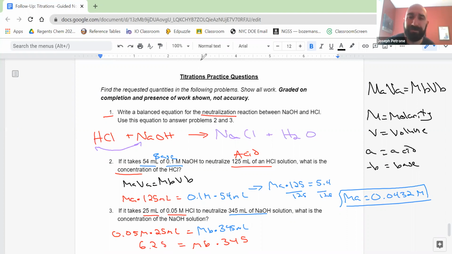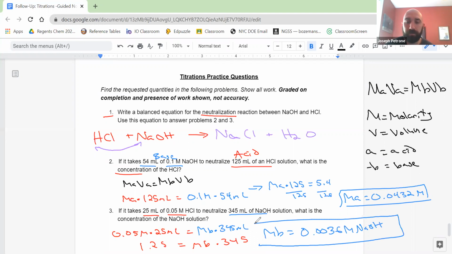I made a mistake, I'm sorry. I knew something wasn't looking right. It should be 1.25, not 6.25. So we'll divide that by 345. And you should get a molarity of 0.0036. And that is for the NaOH. So once again, solving for MB in this case, 0.05 times 25 is 1.25, and then divide both sides by 345 to mathematically get your molarity of base here.